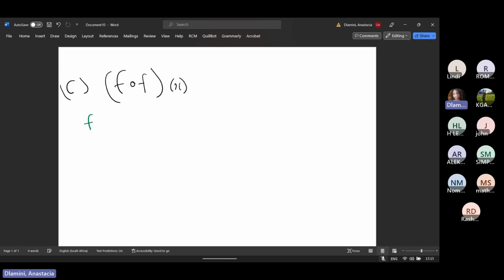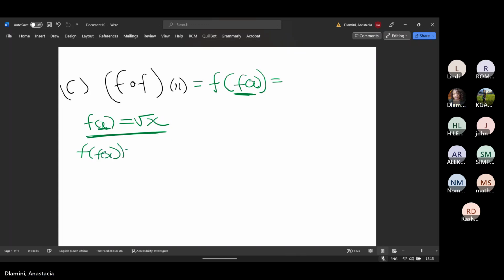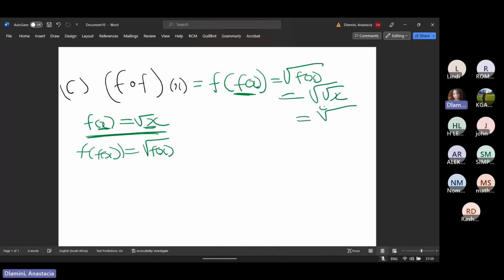So we know that F of X is equal to square root of X. Inside F of X, where we see X, we put F of X. No longer X, you put F of X. So this will be square root of F of X, and this one will be square root of that. And this one will be fourth root of X. And this one you can also get away with it.